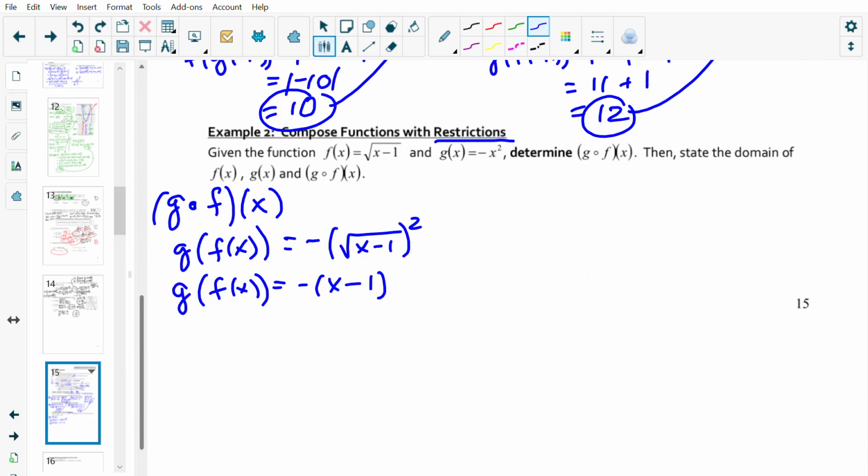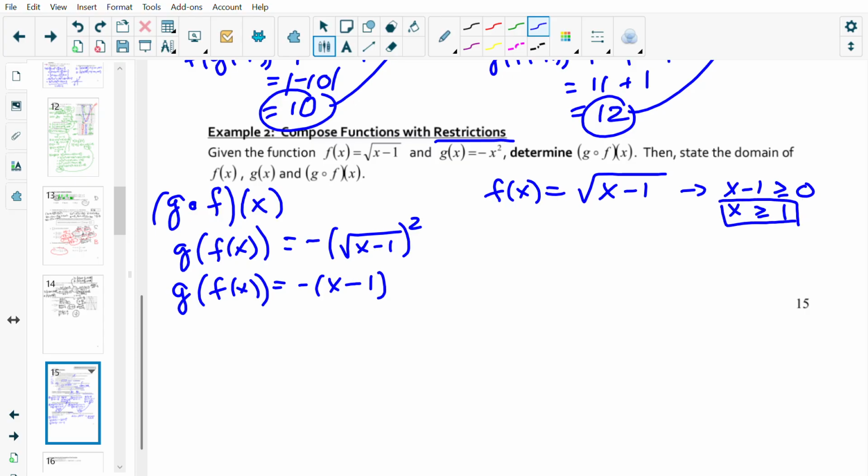Okay, and then let's see. Then state the domain of f of x, g. Let's state the domain of all three. So f of x equals square root of x minus 1. Remember, we set the radicand greater than or equal to 0, and then we solve, and the restriction is x must be greater than or equal to 1. So the domain for this one is x such that x is greater than or equal to 1.